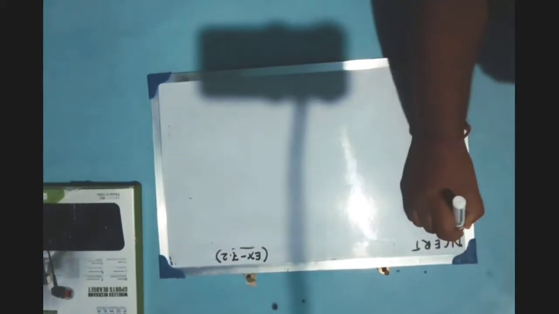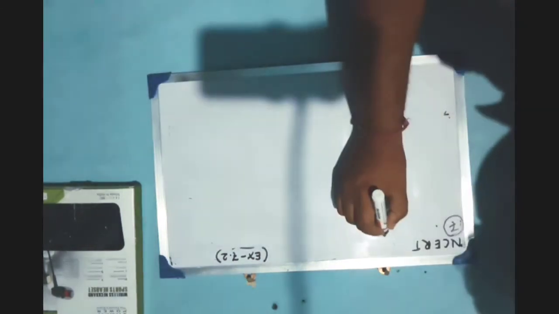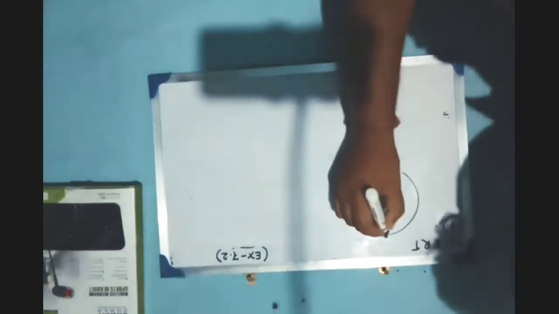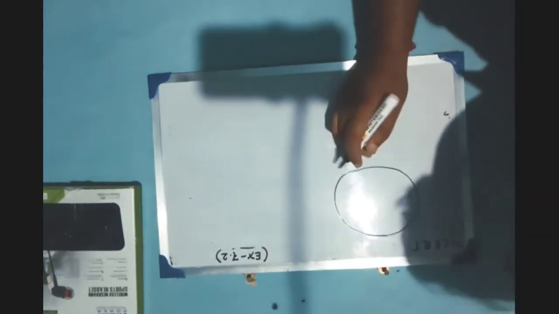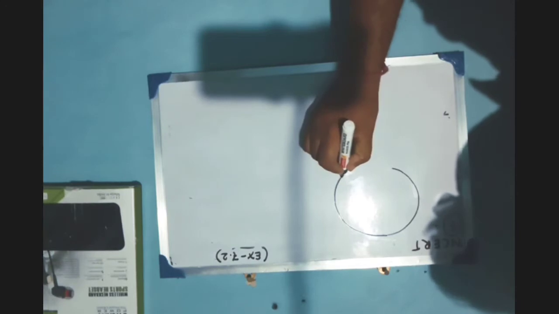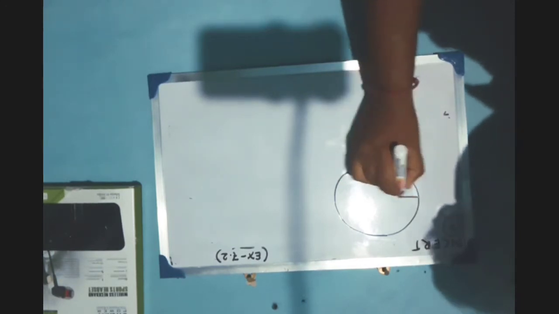Question number 7. Now it is given in question number 7: find the coordinate of point A where AB is the diameter of a circle whose center is (2, minus 3) and B is (1, 4). So I am drawing one circle over here. This is the circle, and AB is the diameter.